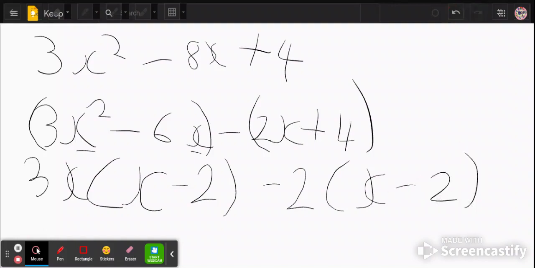So therefore, our answer would be x minus 2 and 3x minus 2.